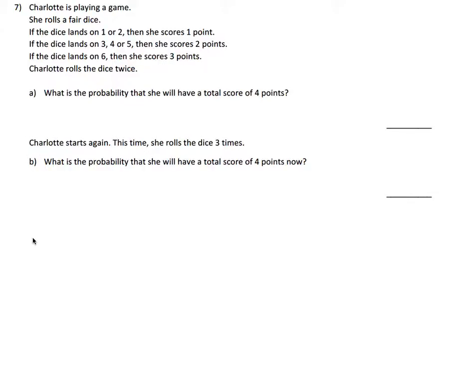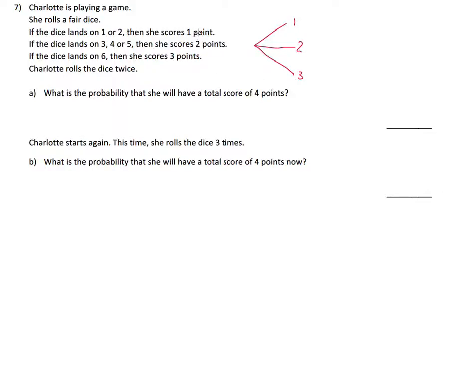So again, you could use a tree diagram for this, or you could just use what you know about probability and the OR rule. Okay, so the first question is, what's the probability she will have a total score of 4 points? Well, there's 3 different amounts of points she could get. She could get 1 point, she could get 2, or she could get 3.